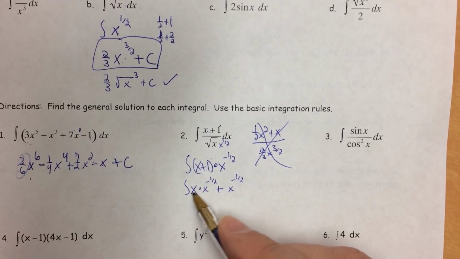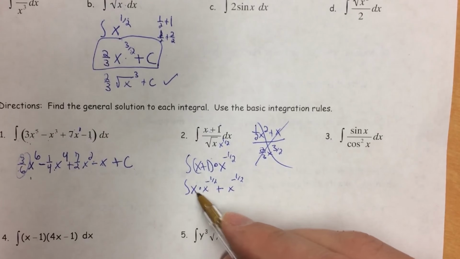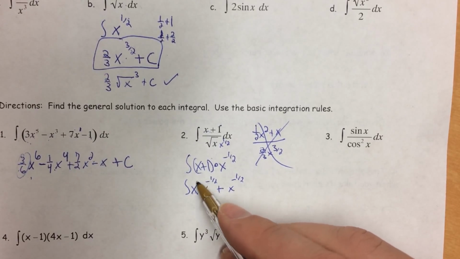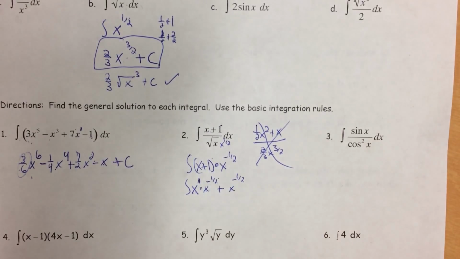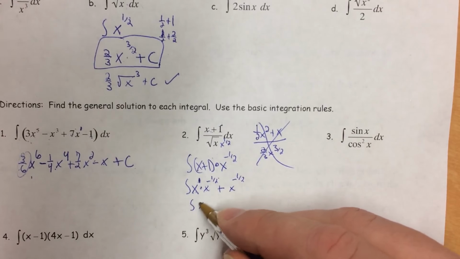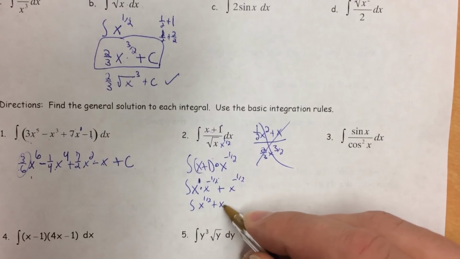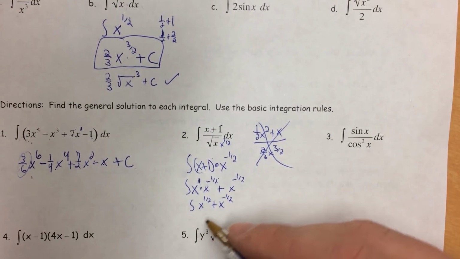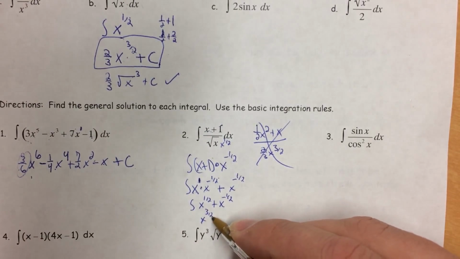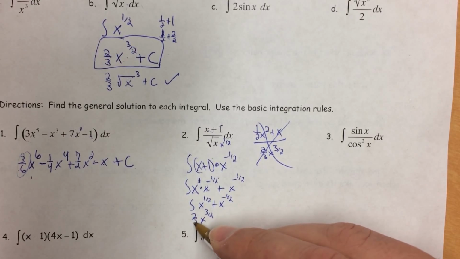And you need to remember your properties of exponents. When you multiply two things with the same base, you add their exponents. This has an exponent of 1, so we're doing 1 plus -1/2. So it's the integral of x to the 1/2 plus x to the -1/2. And so both of these we just do the power rule on. This will be x to the 3/2 divided by 3/2.